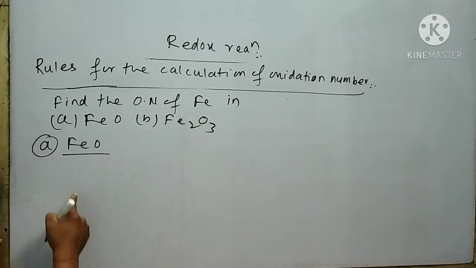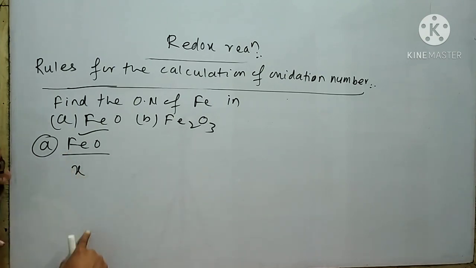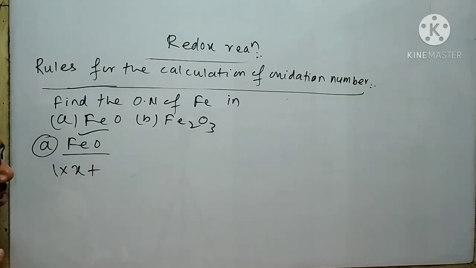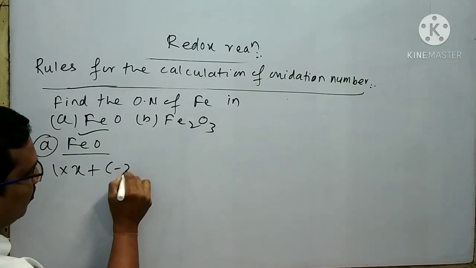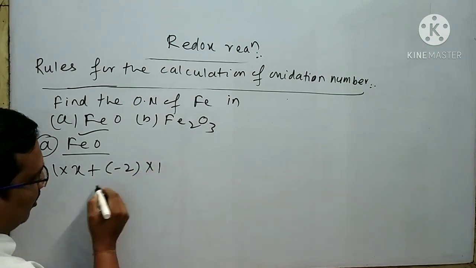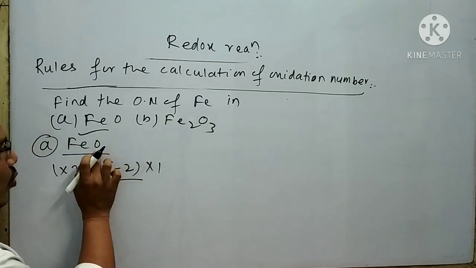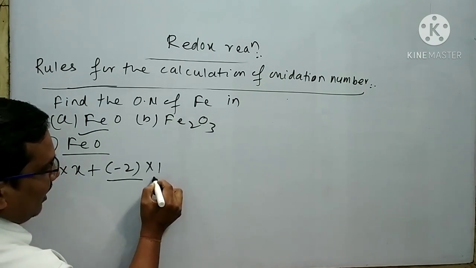In our question, find out the oxidation number of iron. Suppose the oxidation number of iron is X. Here one iron atom is present, so I can write 1 into X plus oxidation number of oxygen, that means I can write minus 2 into 1, because the oxidation number of oxygen is minus 2. Here only one oxygen atom is present, so I can write 1.